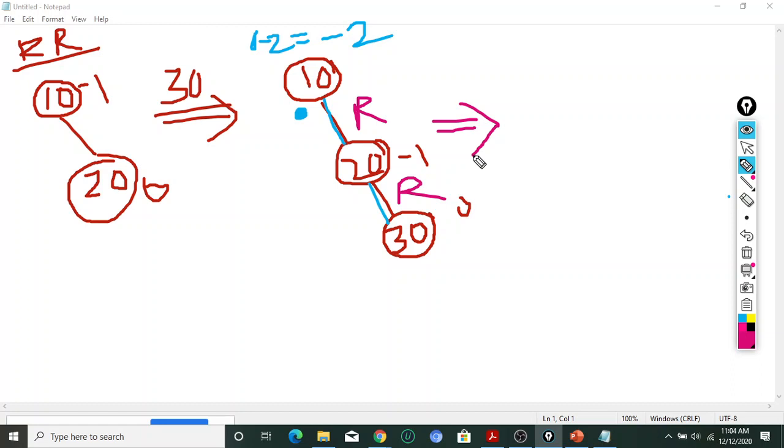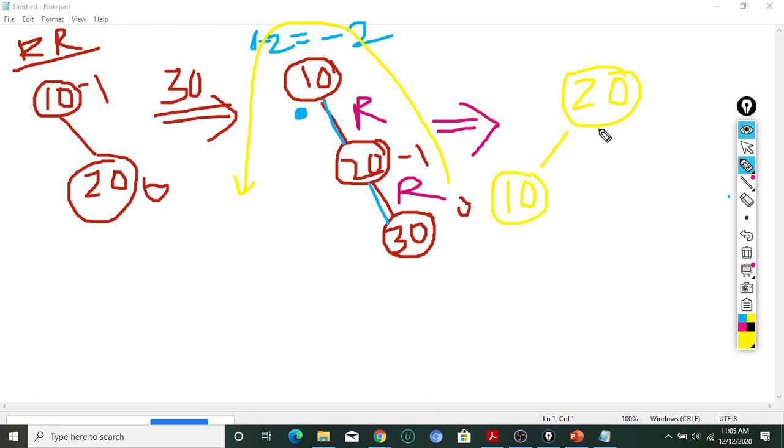Understood? So what is the rotation we can perform? This is a single rotation we can perform. We can do it like this, anti-clockwise. Very good. What will happen if I rotate anti-clockwise? 20 will be moved to the root. Right. Now you can calculate the balance factor of each node.